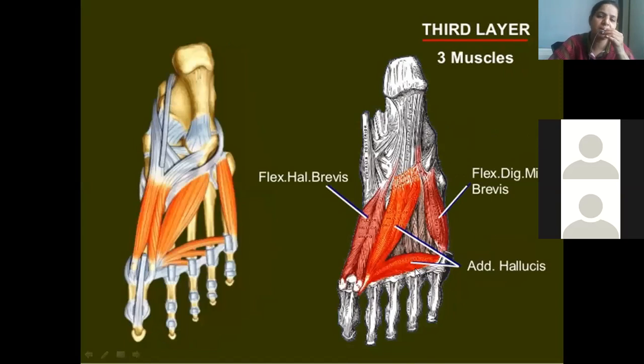Then coming to the muscles of the third layer. So what did we see, beta, in the third layer? We have seen adductor hallucis. I told you it has an oblique head and a transverse head, no? Then we have flexor hallucis brevis and flexor digiti minimi brevis. Okay. So again, these are the same muscles you can see, not labeled, but looks a little better.